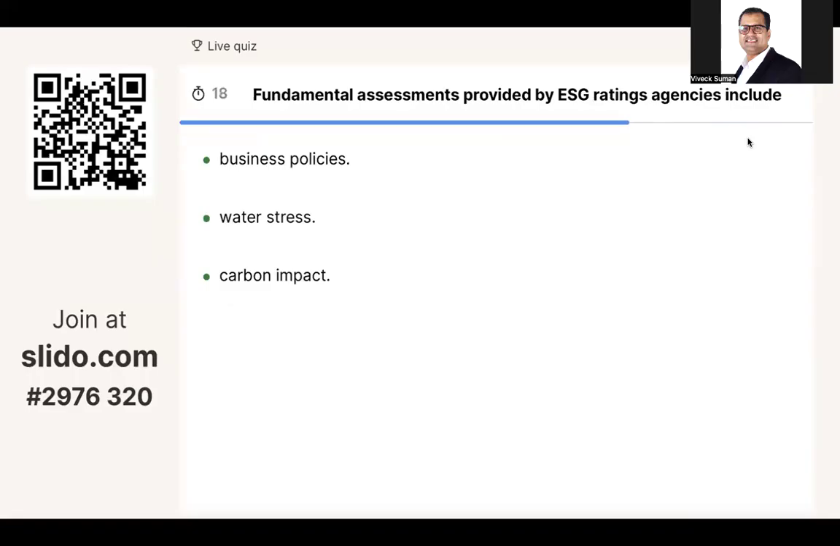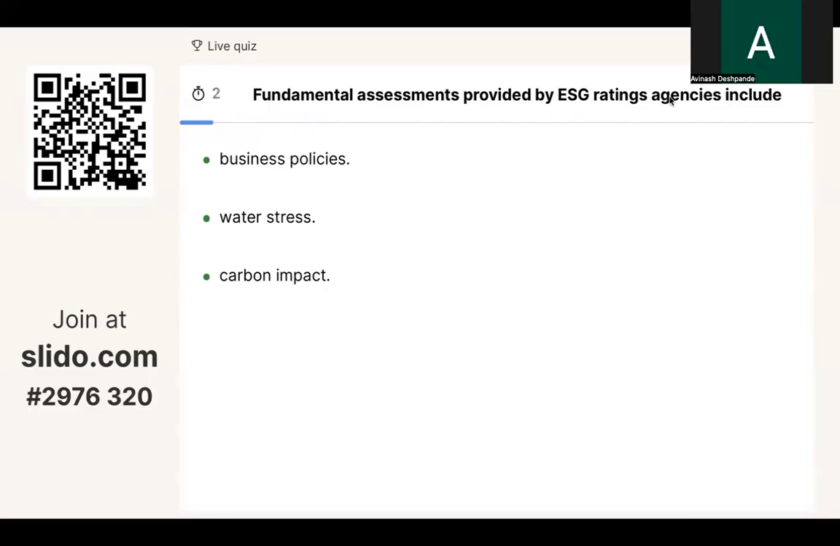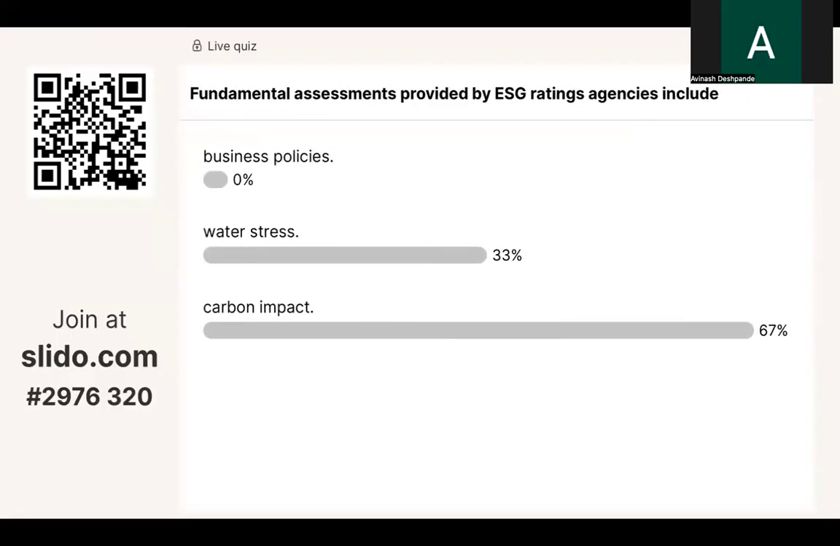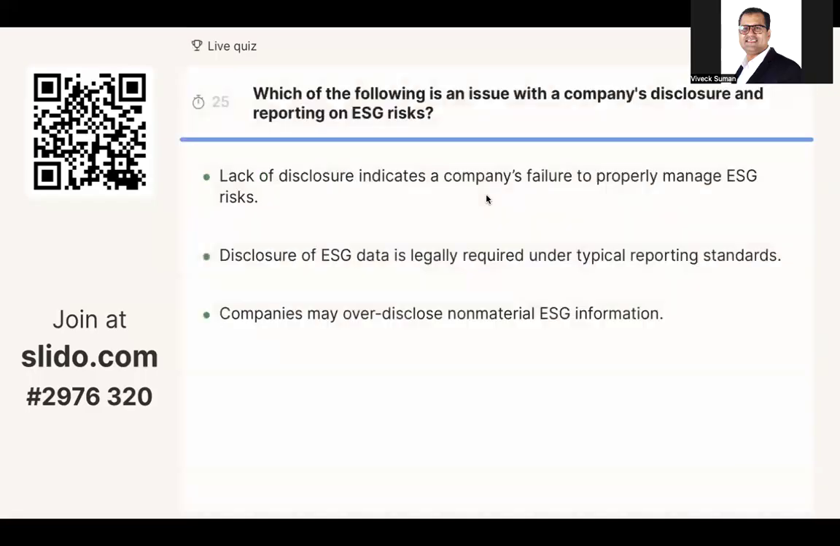Or Avinash ji, go ahead. Fundamental assessment provided by ESG rating agencies includes business policies, water stress, carbon impact. Correct answer is business policy. Any fundamental assessment in ESG rating agencies will include what kind of business policies you have. Water stress and carbon impact are also included. But for fundamental analysis, business policy is more critical.